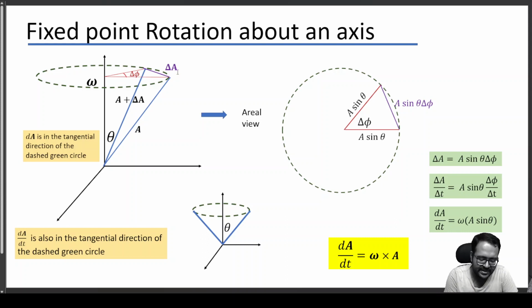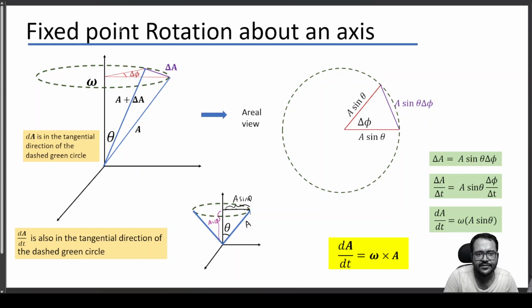After delta A by delta t, as delta t is not a vector, it is also in this direction, always tangential. Now you have an aerial view, that is, you are observing from above. If you observe from above, you see that your A is here, and if this is your theta, this projection will be A sine theta. And the other projection will simply be A cos theta.